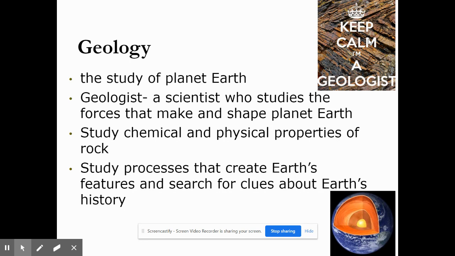Geologists are people who are studying the forces that are making and continually shaping the Earth. So geology is the study of the Earth, the inside of the Earth, the surface of the Earth. And geologists are scientists who study the forces that are making the Earth and shaping the Earth. There are processes going on now that are giving us clues as to what things might have been like and how the Earth may have formed.